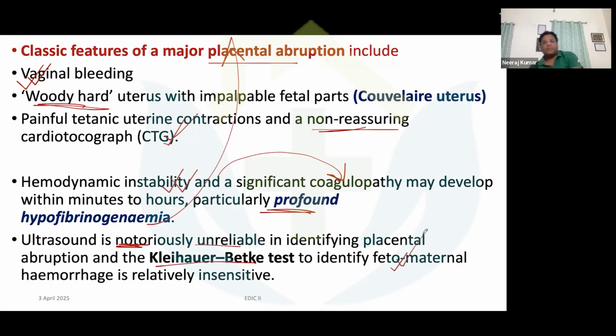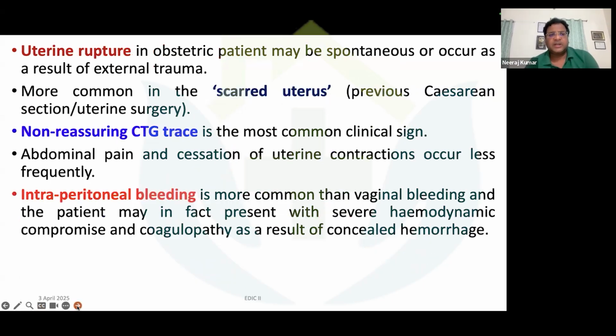So this feto-maternal hemorrhage is one of the... this KB test is basically used to identify this FMH if it has happened. Although the sensitivity is not too much, it is only around 70% specific and sensitive in detecting these FMH. Now coming to the second part, the second differential diagnosis is uterine rupture.